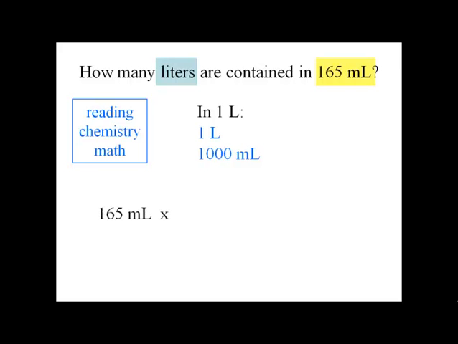For the math, we start with the number we are given, 165 milliliters, and construct a conversion factor with milliliters on the bottom so they cancel out, and liters on the top. The answer is then 0.165 liters.